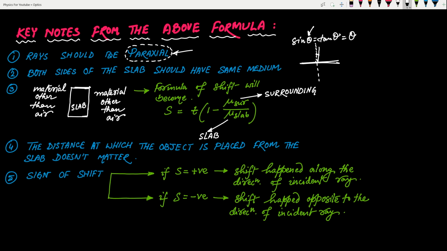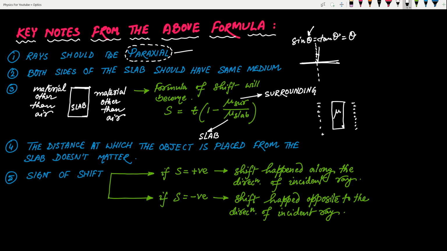Okay, simple as that. Now number 2, both sides of the slab should have the same medium. If this is the slab having refractive index mu and can be of any material, the surrounding material on this side and the surrounding material on this side should be the same for this kind of formula to work. The second point is done.